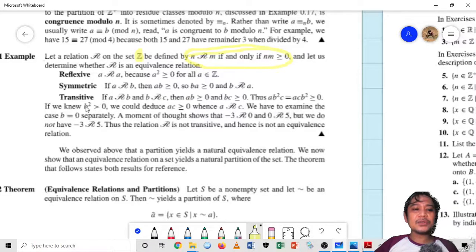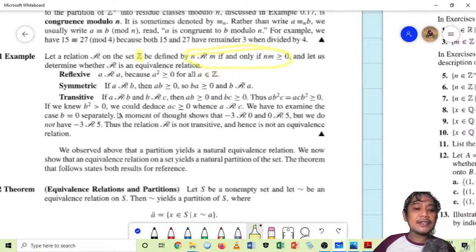It was not assumed that the element B is nonzero, because B squared can be 0 if B is 0. So it is not always the case that the square of an integer is positive. It could be 0 when B is 0. But B, again, can assume any integer, so it is possible that B is 0. Meaning, not at all times should it follow that A is related to C.